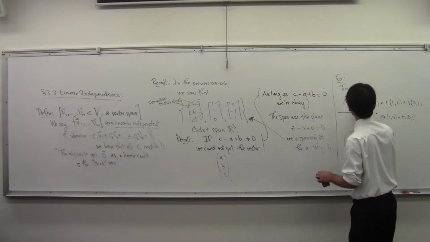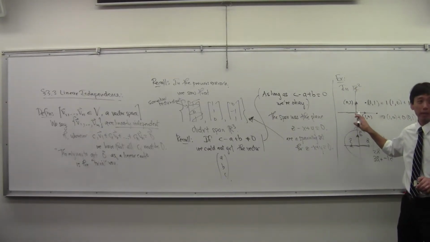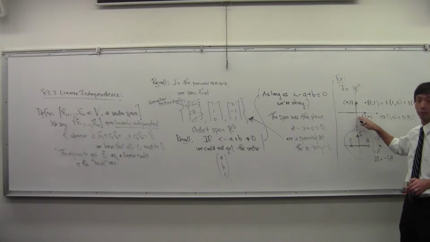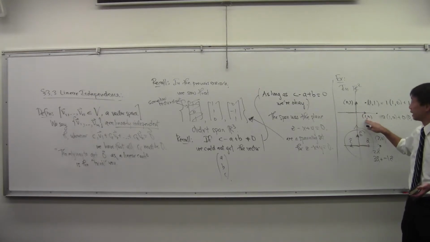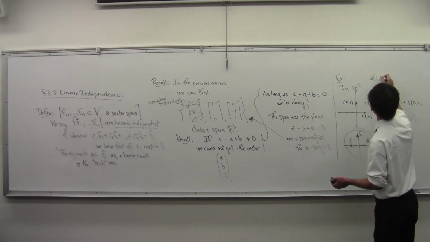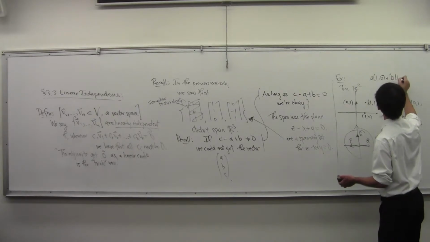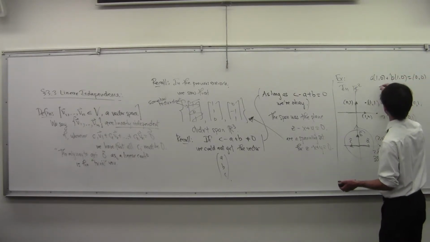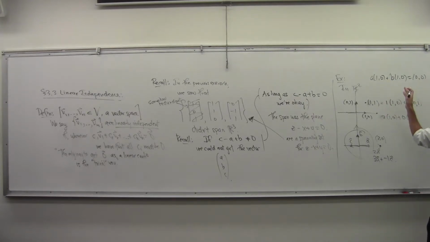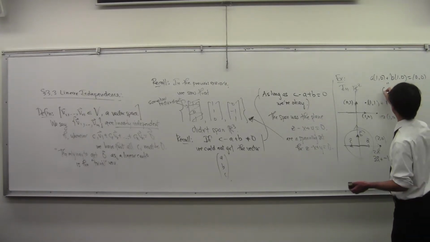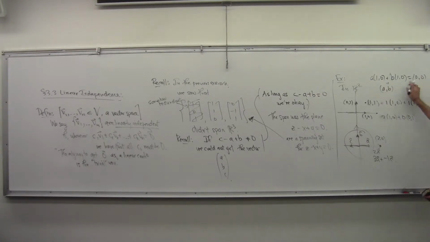So, for example, let's look at these guys here, (1, 0) and (0, 1). How can I get the zero vector as a linear combination? Well, the only way is to multiply this guy by 0 and this guy by 0 and add them together. Because if A times (1, 0) plus B times (0, 1) is the zero vector, that tells me that A is 0 and that B is 0. That would say that (A, B) equals (0, 0). The only way to get the zero vector as a linear combination of these guys is the trivial way. These guys are linearly independent.